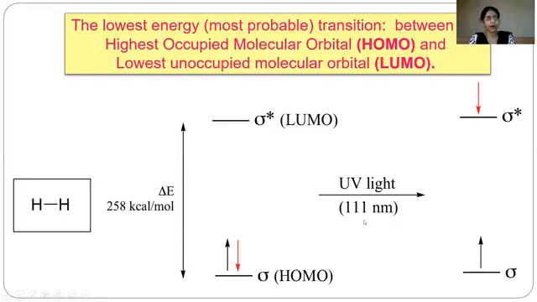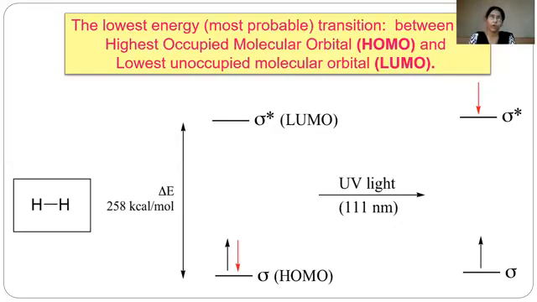That means the energy of the light with wavelength 111 nanometer is equal to 258 kilocalorie per mole. Only in this condition, hydrogen molecule can show absorption and excitation. After the absorption of light, of the two electrons present in the ground state, one electron jumps into the higher energy state, that is sigma antibonding or LUMO state. So this is the main principle of UV transition.